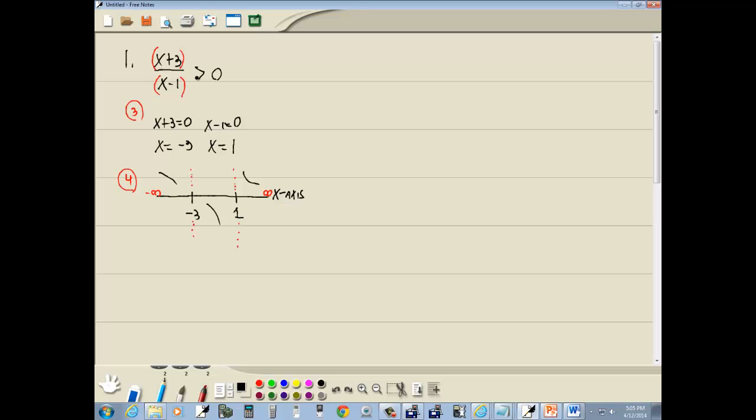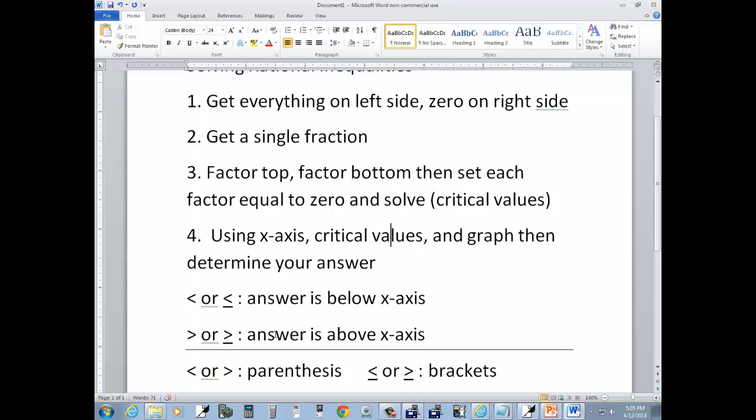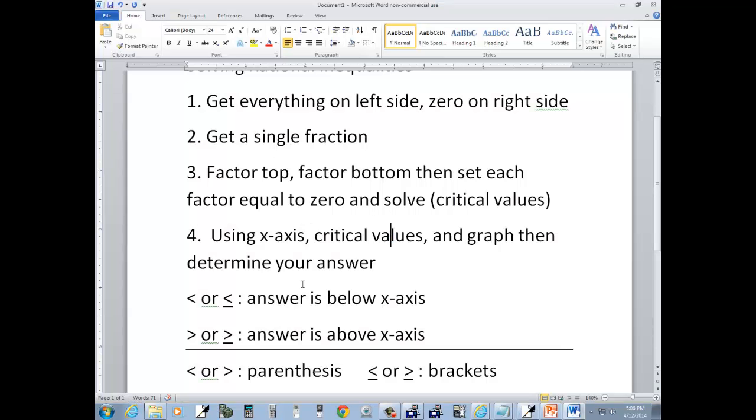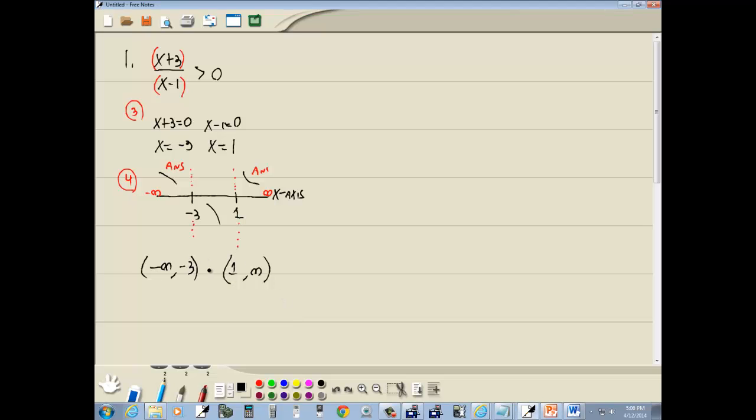Now for this problem, we have a greater than, and it says greater than, your answer is above the x-axis. So I look where my graph is above the x-axis, which is right here and right here. So those two intervals are our answers. This interval is negative infinity to negative 3, and this interval is 1 to positive infinity. Now infinities always have parentheses on them. Greater than says we're going to use parentheses. So that means I put parentheses on negative 3 and 1, and if you have two intervals, you connect them with a union symbol. And that's our answer.